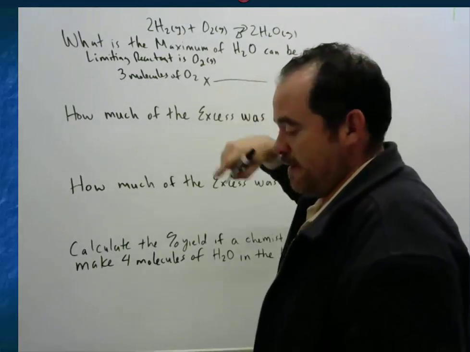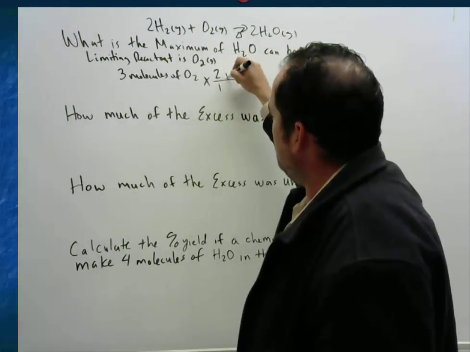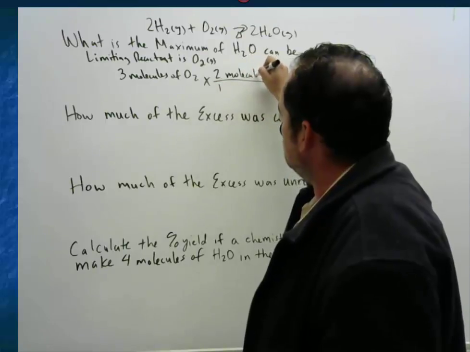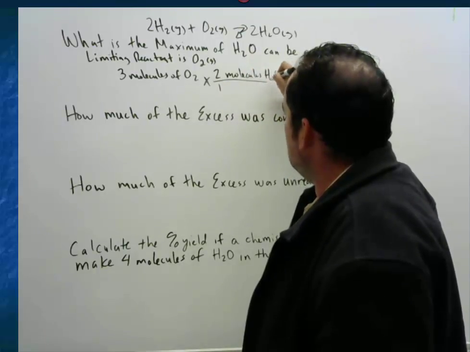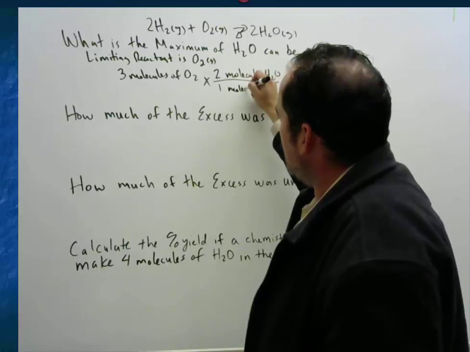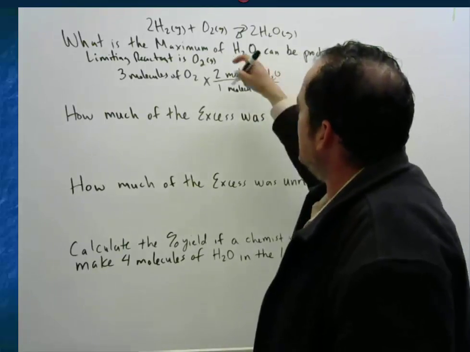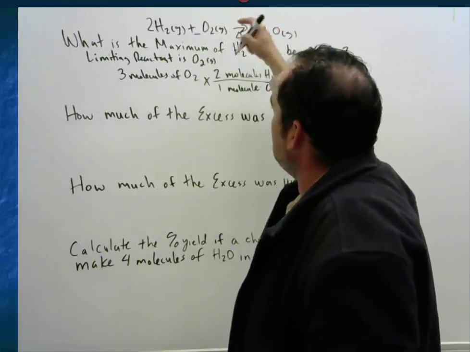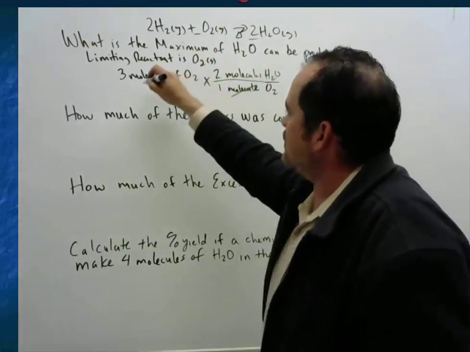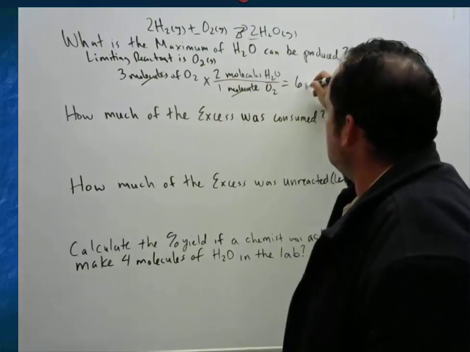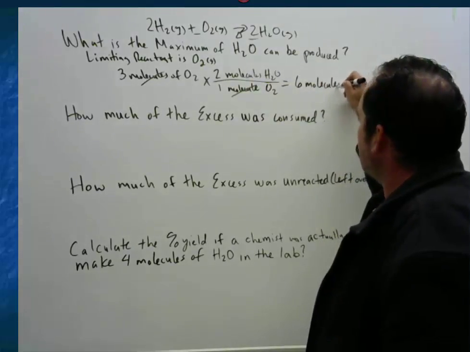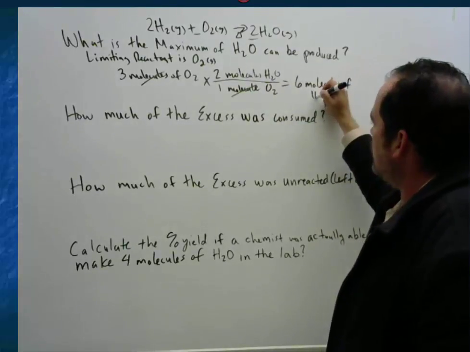So the ratio is 2 molecules of H2O over 1 molecule of oxygen. That comes from this and this. We don't care about the hydrogen. This cancels out, so the number was 6 molecules of water.